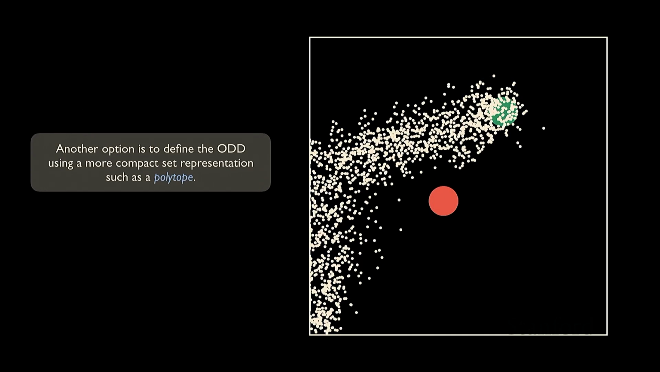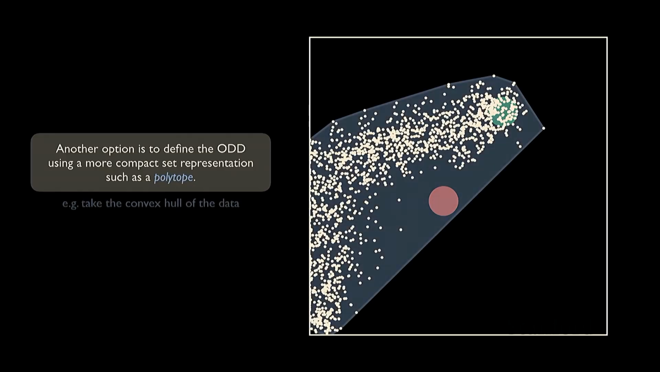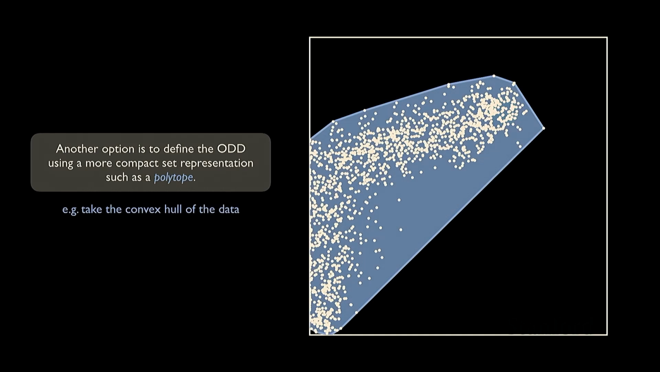Another thing we could do, without trying to upload the whole data set or cluster centers onto our robot or whatever we're deploying, is use a more compact set representation such as a polytope. Given all of these points, does anyone have an idea of how we might define a polytope from them? Yeah, exactly. You could just take the outside vertices, or in other words, the convex hull of the data.